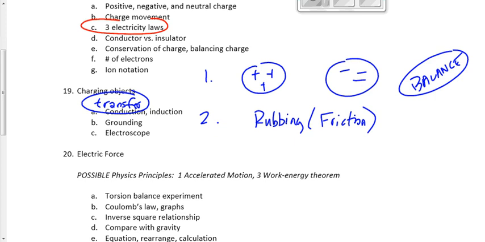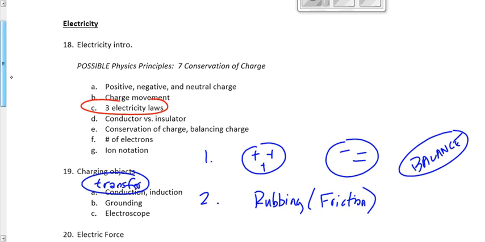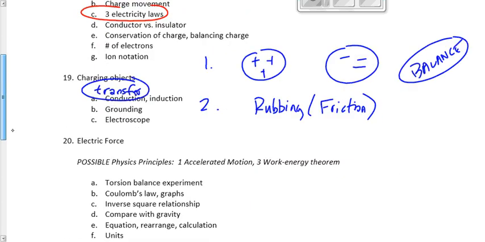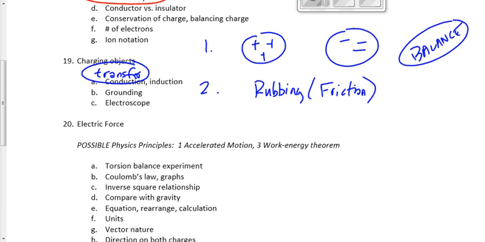Notice at the top of this page, I said for electricity intro here, possible physics principles. Okay, we talked about those physics principles in class on Tuesday or Wednesday, whatever day it was. They're listed in the bottom left-hand corner of your data sheet. If you happen to get a question in here, it's almost certainly going to be topic number 7, or principle number 7, conservation of charge. All right, so we've got charging by conduction. Charging by induction is the harder one.